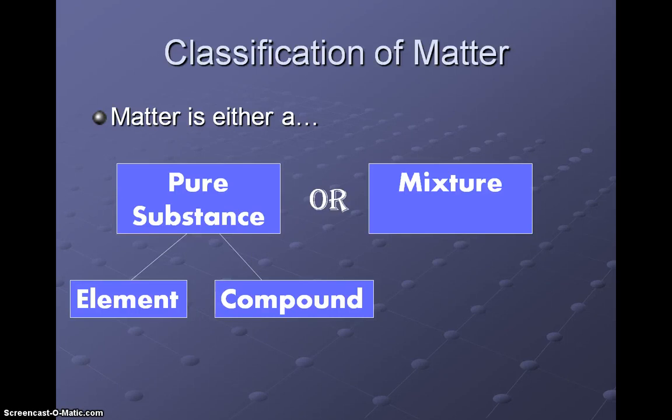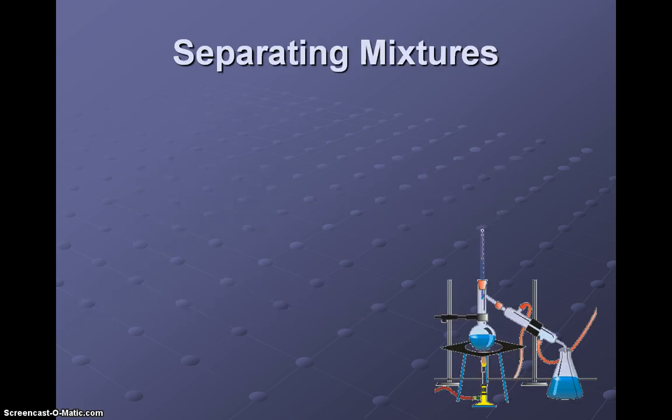So we've already learned that matter is either a pure substance or a mixture. And pure substances are things that are always in fixed composition. So they're elements, which are found on the periodic table, or they're compounds, which are in fixed ratios of things. Whereas mixtures have a non-uniform composition.